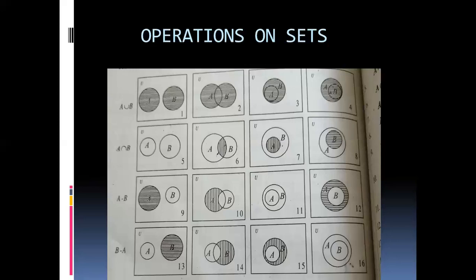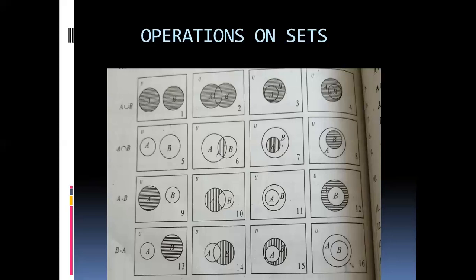Come to the last column. Now here B is the subset of A. In the previous column, we did A is a subset of B and now B is a subset of A. The shape will be the same, only we change the sets over there. Now A is the bigger one and B is the smaller set. You see that both shading portions are the same.